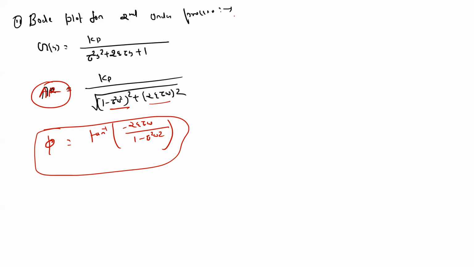So now, let's say I want to plot amplitude ratio versus tau omega, right? If omega is very much less than 1, omega tending to 0, what happens to the amplitude ratio as omega tends to 0?